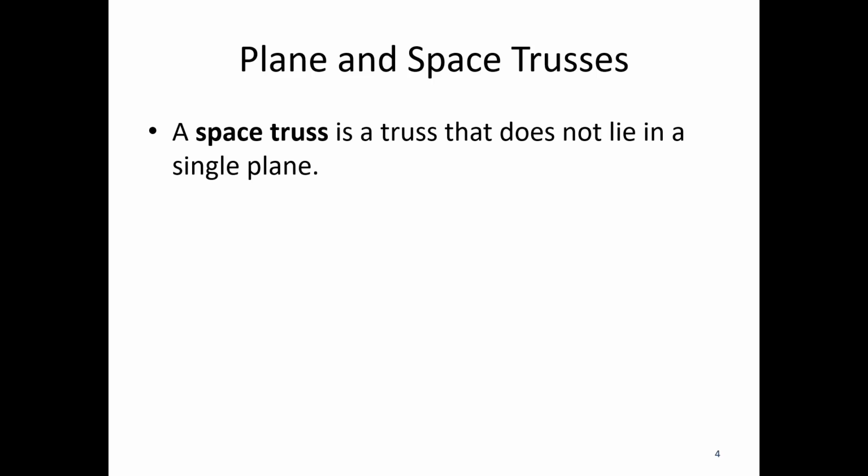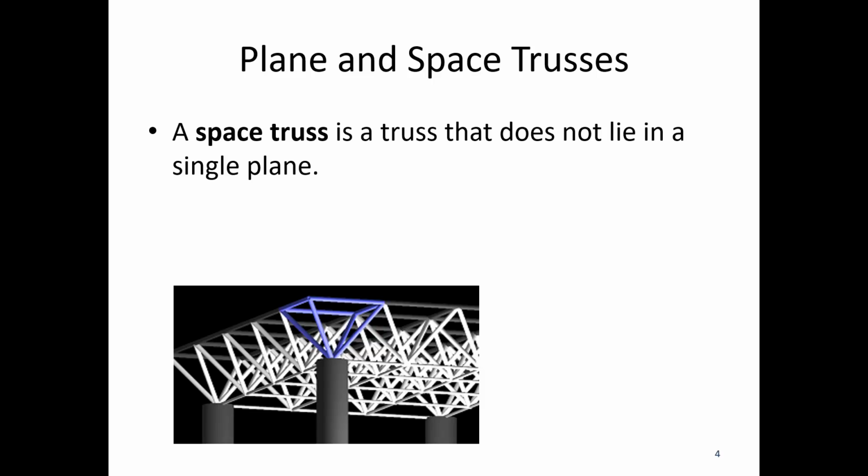Alternatively, we have a space truss. A space truss is a truss that does not lie in a single plane, hence it occupies space. Here we've got an example of a space truss that is used to support a roof. We've got a complex series of tetrahedrons. Actually, a tetrahedron would be three sides plus a base; it's an upside down pyramid, but we've got this repeating pyramid pattern in the truss.